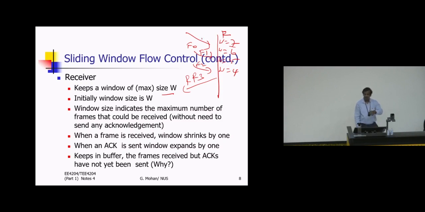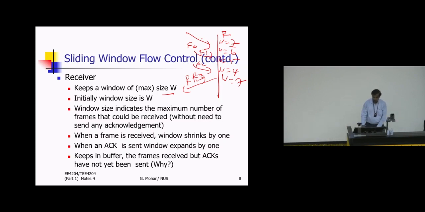When it says RR3, note that RR3 doesn't mean it is acknowledging 3 frames. It means that it is acknowledging the previous frames. It so happens that the number of previous frames here is 3. Now W becomes 7. Now it has buffer to hold 7 frames. That's what it means.